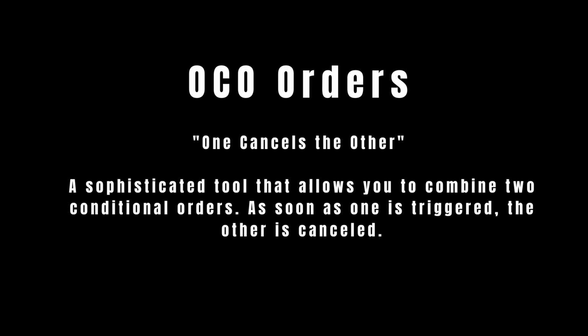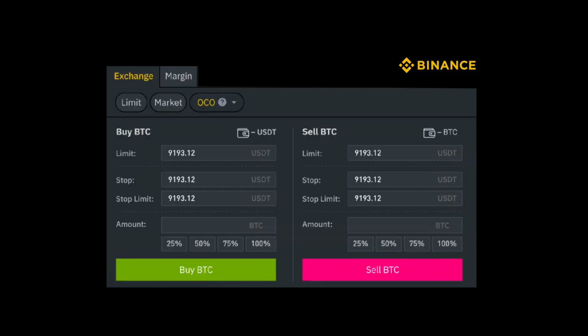Okay, so OCO orders, or one cancels the other. So one cancels the other, or OCO, is a sophisticated tool that allows you to combine 2 conditional orders. As soon as one is triggered, the other is canceled. If we take Bitcoin at $10,000, you could use an OCO order to either buy Bitcoin when the price reaches $9,900 or to sell it when the price rises to $11,000. One of these 2 will be executed first, meaning that the second one is automatically canceled.